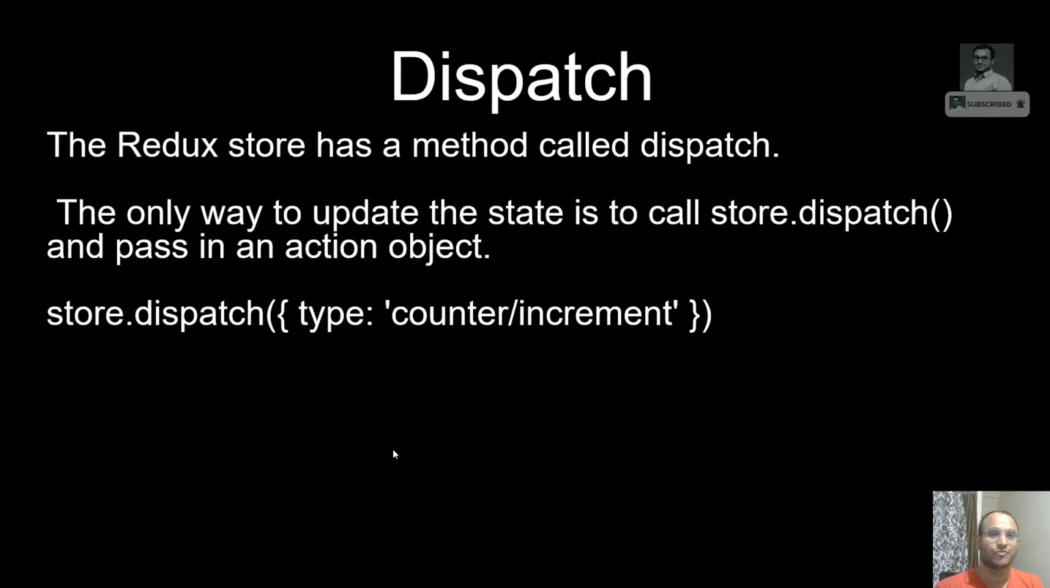In the same scenario, if you want to update the state data, you have a method called store.dispatch. Dispatch takes the action object. You need to understand that the object has a type property, which means it is an action object. We need to send the action object to the dispatch method. The only way to update the state is to call store.dispatch, sending the action object.